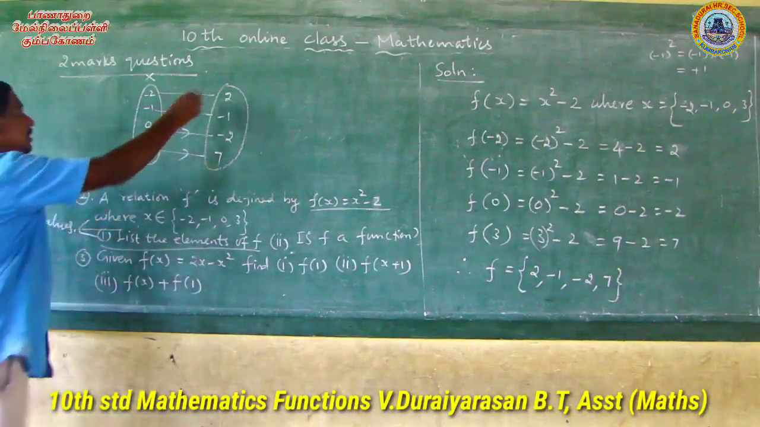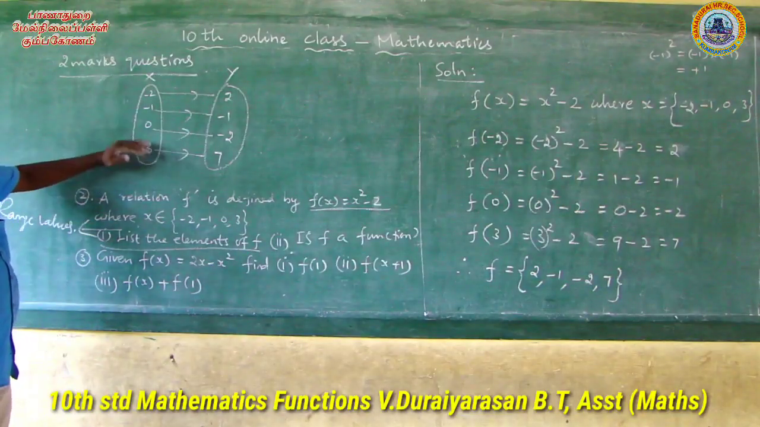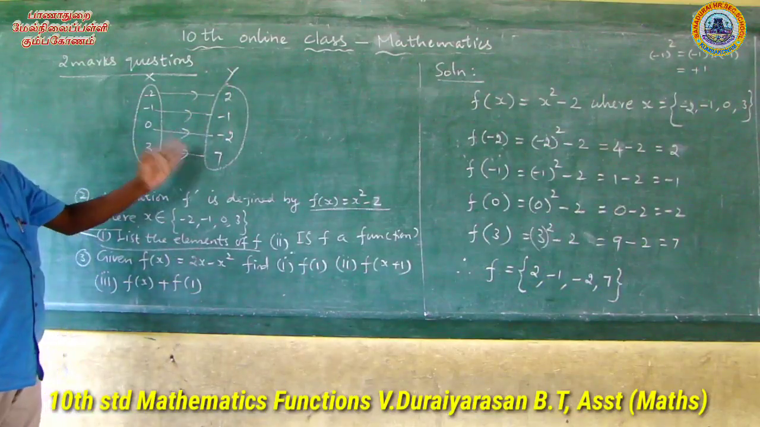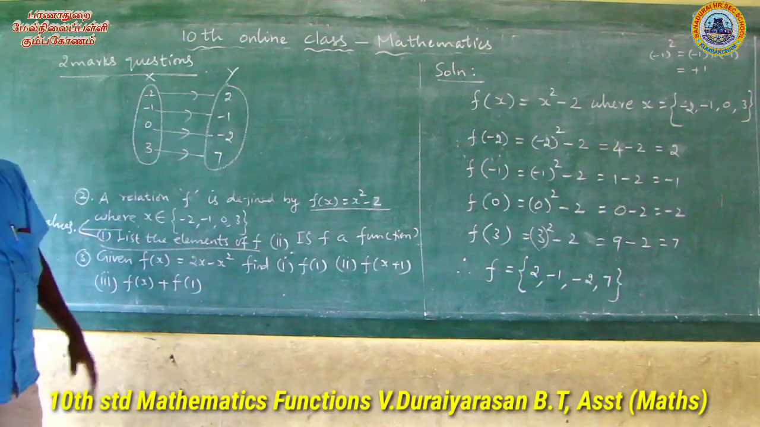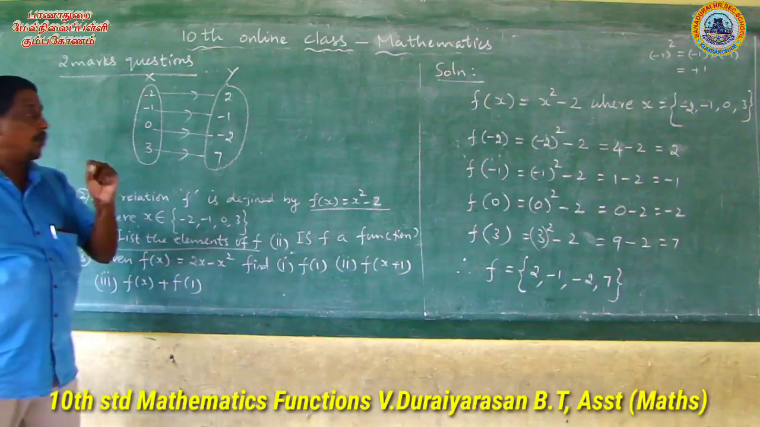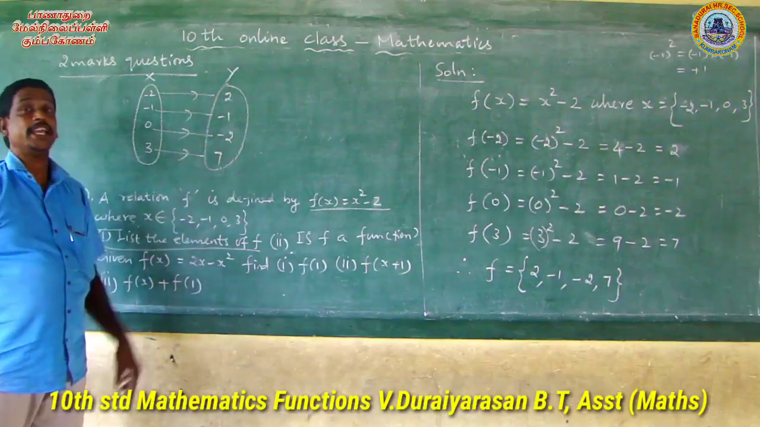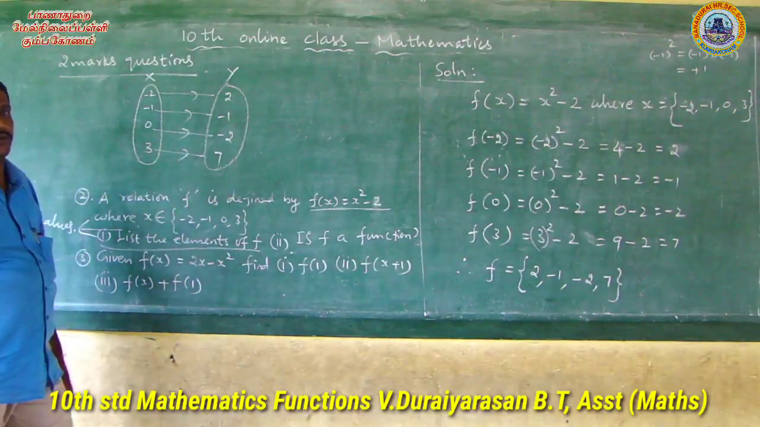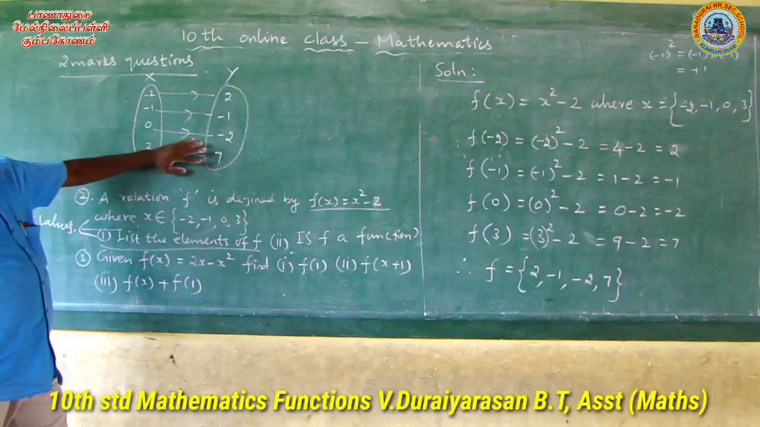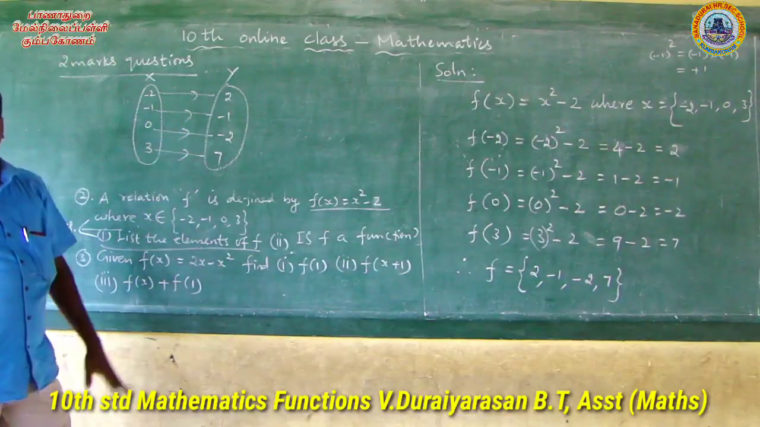What is this? Arrow diagram. All the elements of x have an image in the range y. So is it a function or not? It is a function. What type of function is it? This is an onto function. How? All the codomain values of y are equal to the range values. So this is an onto function. First of all, it is a function, and also an onto function. Okay.